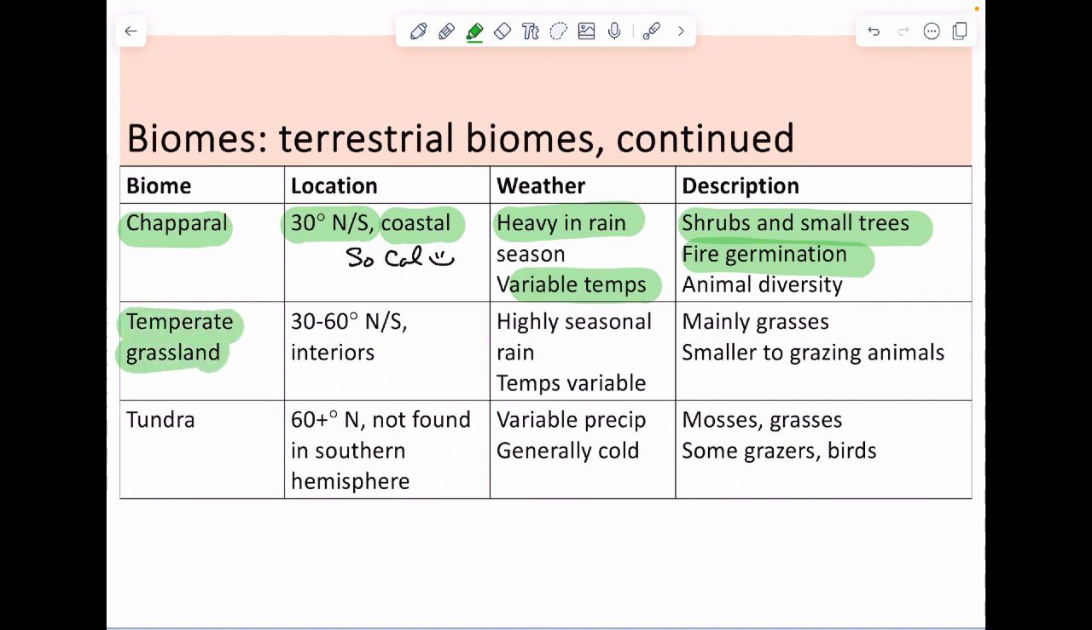Above and below us would be temperate grasslands, 36 degrees north and south in the interior. So these are going to be above or below where we'd expect to find the deserts. They have super seasonal rain with temperature fluctuations, and they're predominated by grasses. Then you have the tundra, which is found exclusively in the northern hemisphere. There is none in the southern hemisphere, and it's 60 degrees north latitude and higher. It's generally cold, and they have variable precipitation in terms of how much rain or if it's snow or sleet. They don't tend to get big plants, so they're more mosses and grasses.